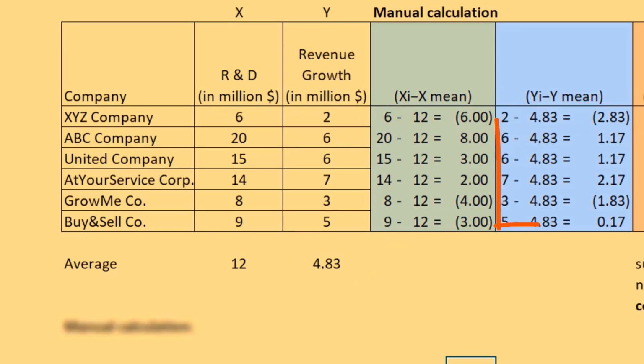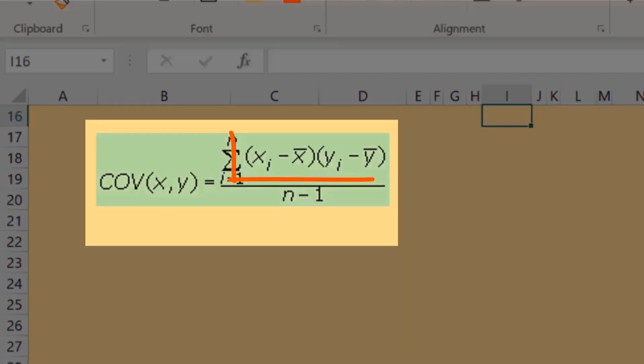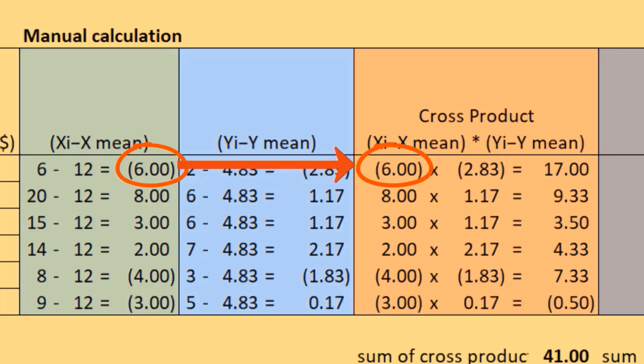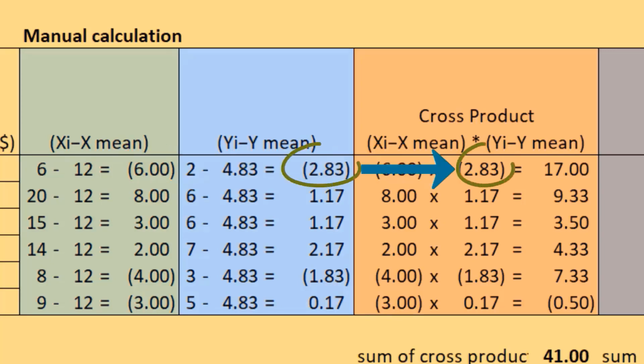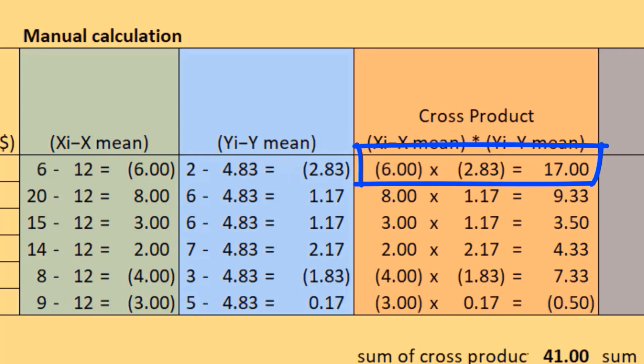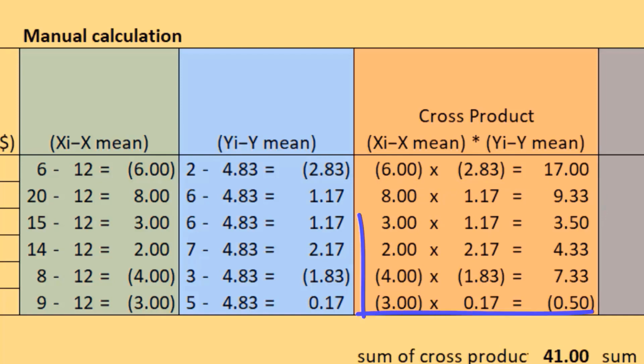Now, let's multiply the deviation of X to the deviation of Y shown from this portion of formula. Negative 6 as deviation of X is multiplied by negative 2.83 as deviation of Y, which results to 17 as cross product. Now do the same for the rest of the deviation from mean. 8 times 1.17 is 9.33 and so on.